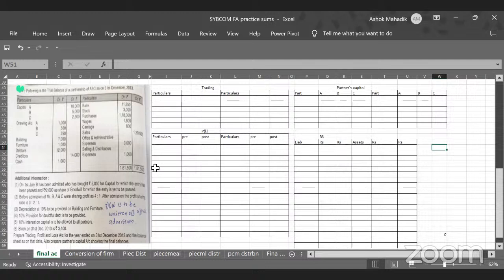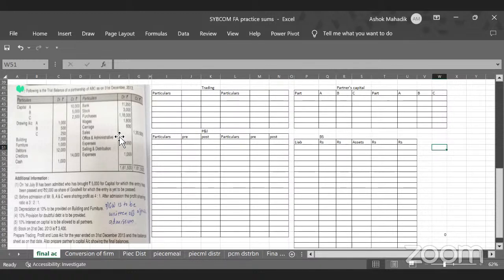Always remember, in balance sheet, we don't have pre-post column. In partners capital also, we don't have pre-post column. Pre-post column is possible only in P&L account. Okay. So building, furniture, debtors will go to balance sheet on asset side. Creditors will go to liability side. Cash, again asset side.